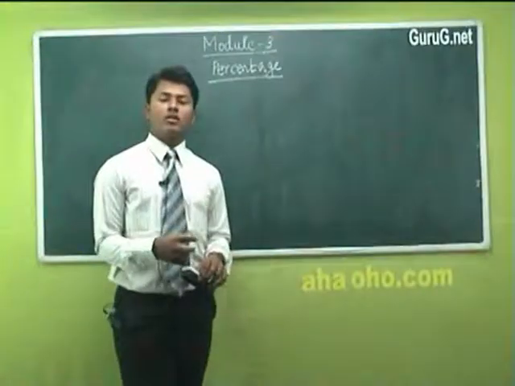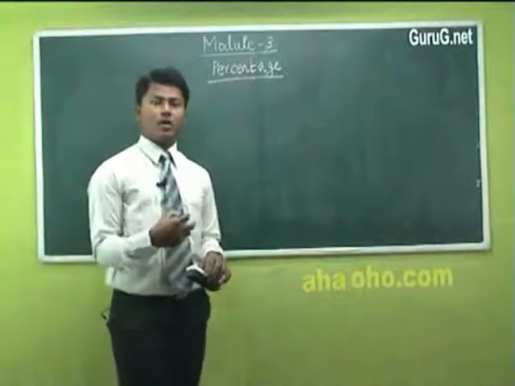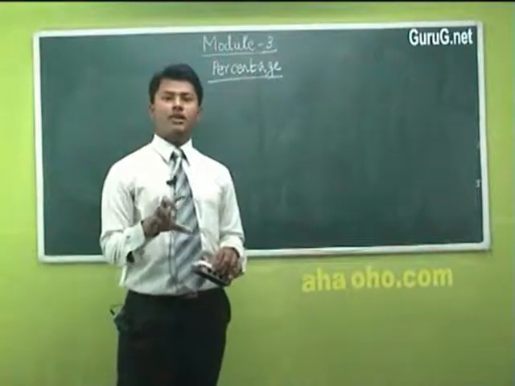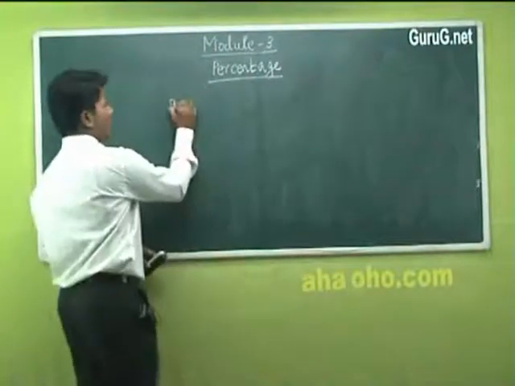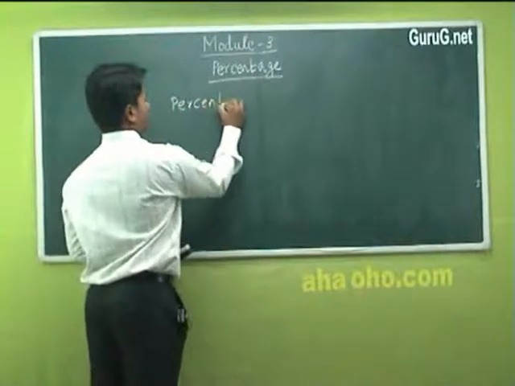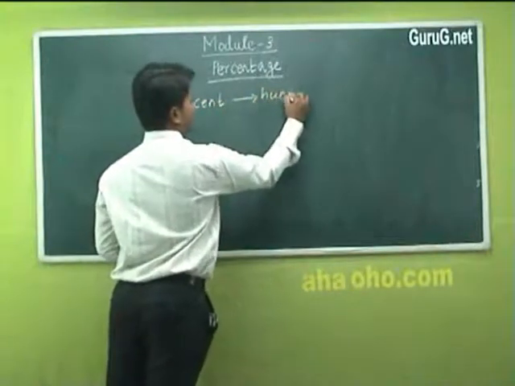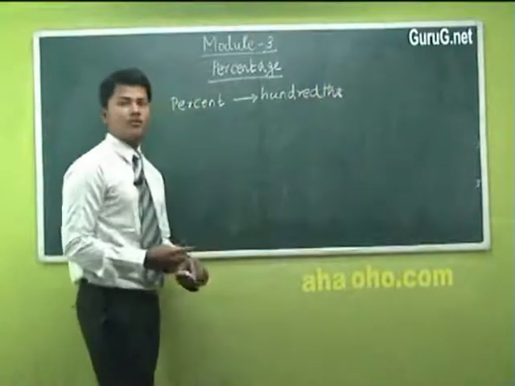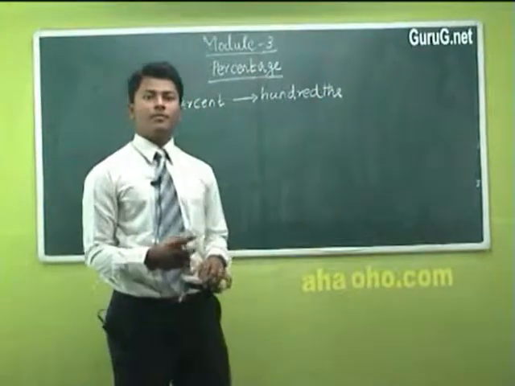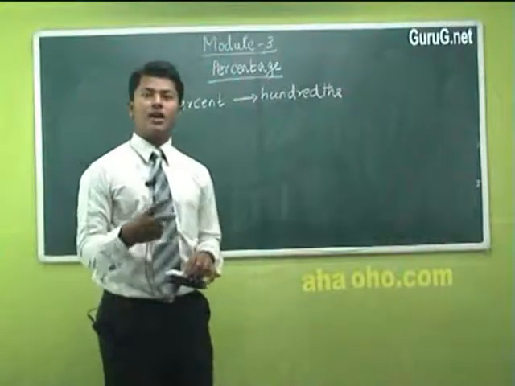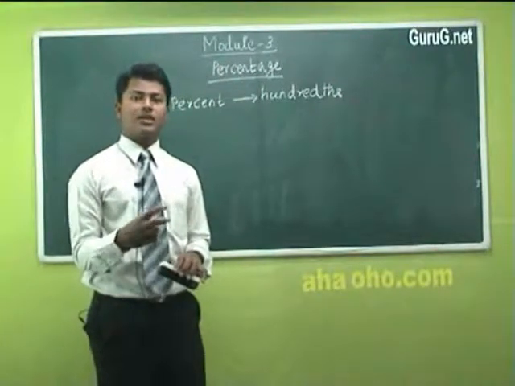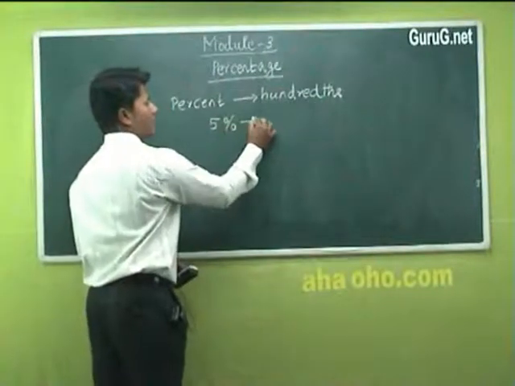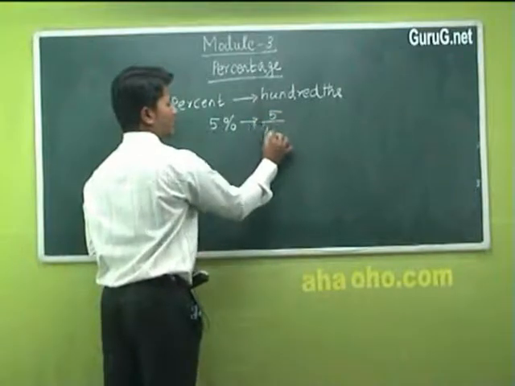Now we'll have a small discussion on percents, also known as percentage. The literal meaning of percent is hundredth. When you say 5%, what do you mean? 5% is nothing but 5 hundredths, in the sense 5 by 100. You call it 5%. 5% is nothing but 5 by 100.